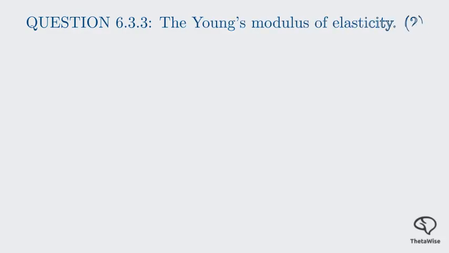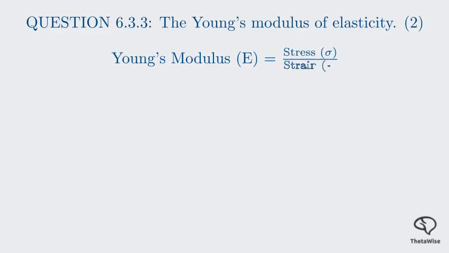Question 6.3.3 asks for the Young's modulus of elasticity. Young's modulus, represented by E, is a measure of the stiffness of a material. It tells us how much stress is needed to produce a certain amount of strain. Think of it as a material's resistance to being stretched or compressed. The relationship between stress, strain, and Young's modulus is given by Hooke's law. Young's modulus E equals stress sigma divided by strain epsilon. We have just calculated both stress and strain.